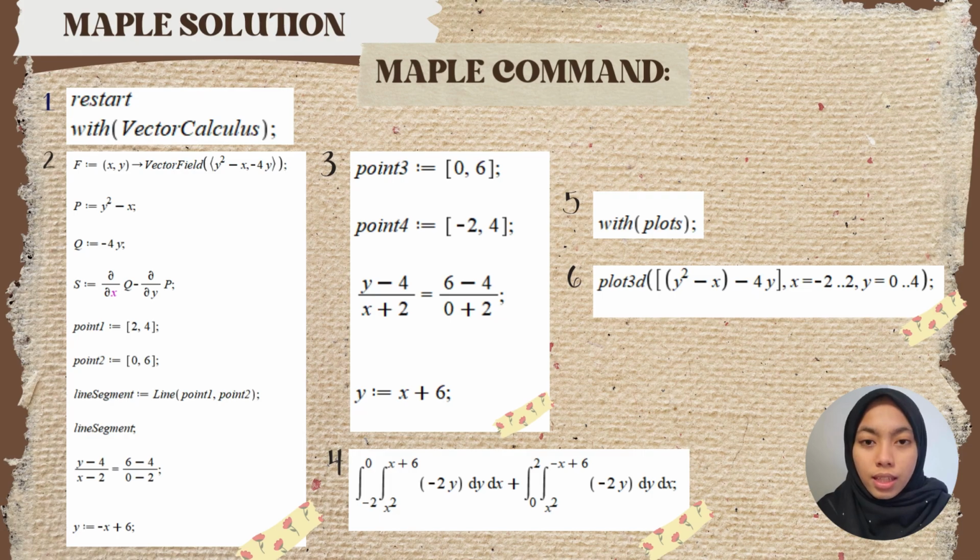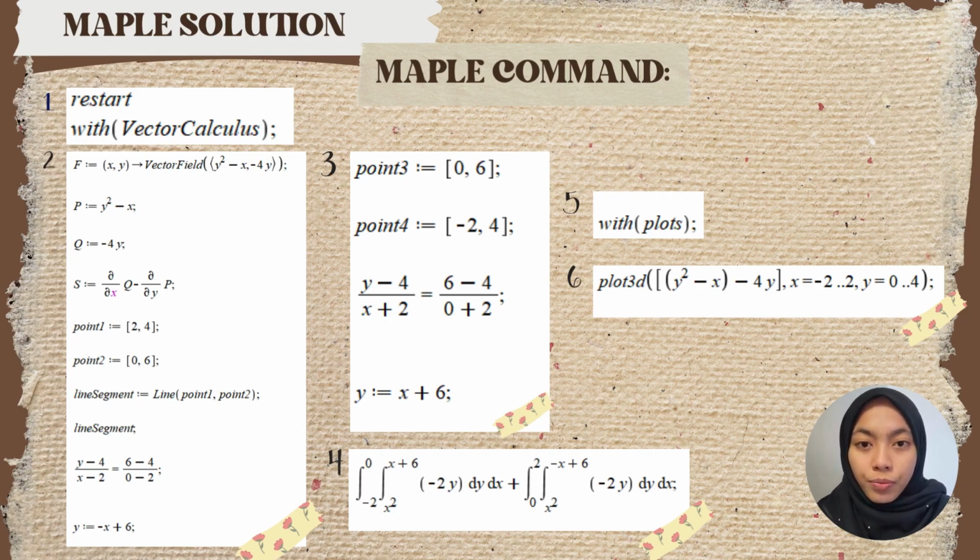For the Maple solution for question 1, here are the commands. First, we need to write restart. Then we write with(VectorCalculus). Then we need to put in the function from the question. After that, we need to identify which is P and which is Q. After we identify P and Q, we need to do partial differentiation of P and Q, which is to find Py and Qx. And after we get Py and Qx, we will get the S. So to find S, it is Qx minus Py.